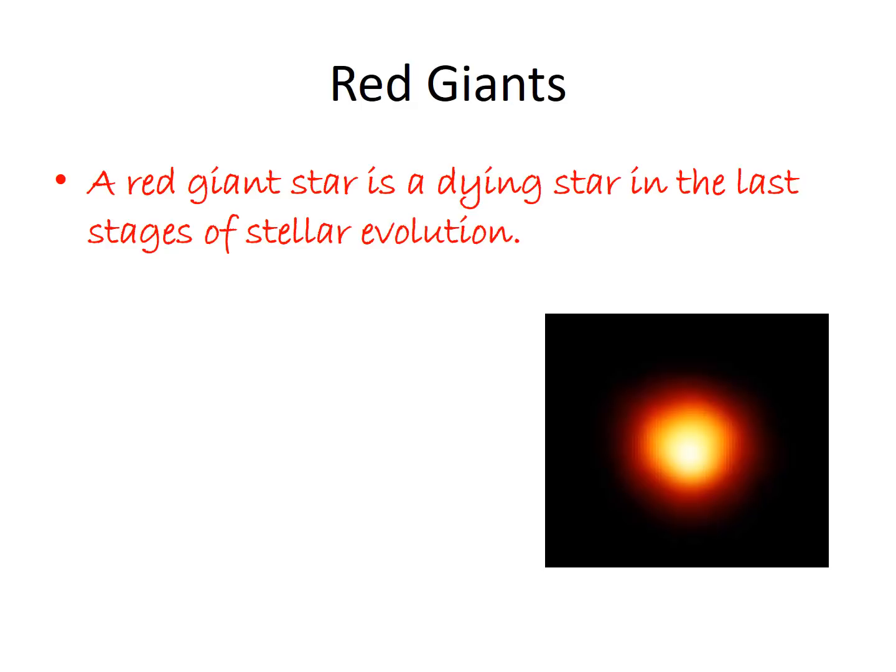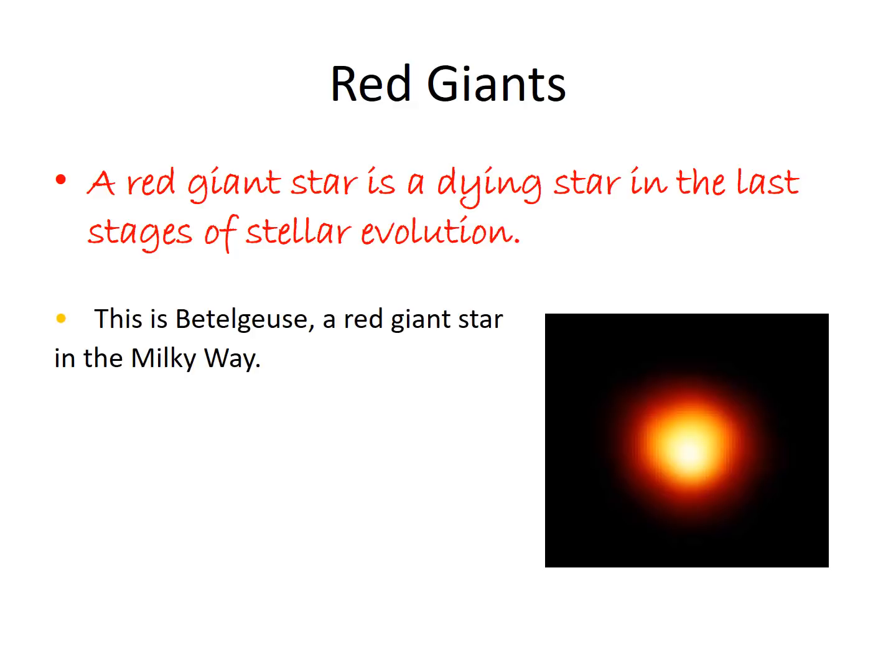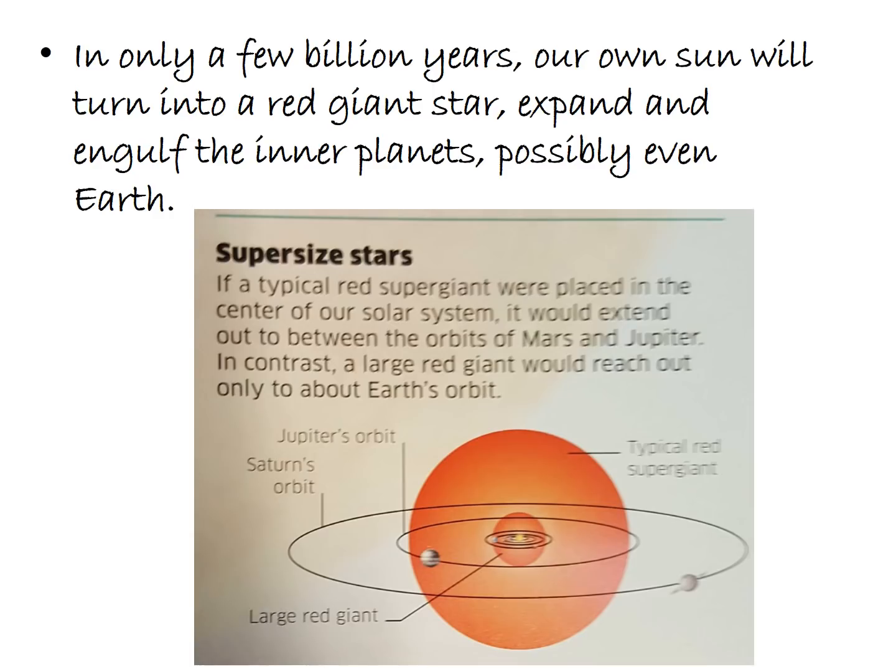So if we get a red giant, that means the star is dying and it's in its last stage of its stellar evolution. So for example, this is a famous star called Betelgeuse, and it's a red giant star. So that means it's a dying star. So what does that mean for our sun? Well, in only a few billion years, our own sun will turn into a red giant star, expand and engulf the inner planets, possibly even Earth.